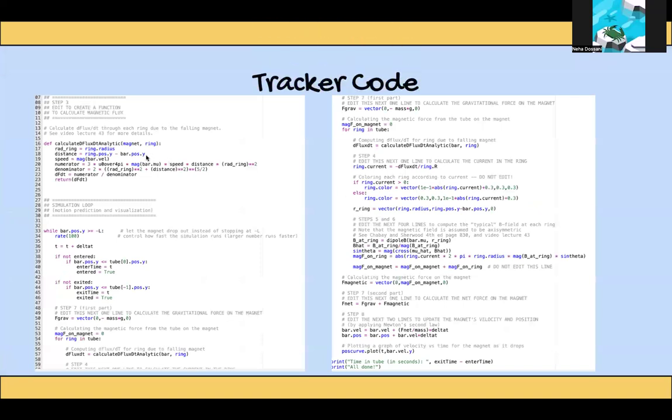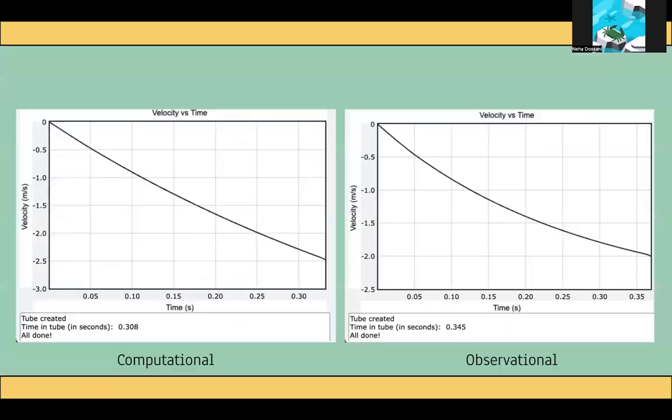Then I had to calculate the d flux over dt. I had to find the bar position. I had to calculate the magnetic force of the tube on the magnet. And then I had to apply Newton's second law towards the end of this picture, where I did bar dot vel equals bar dot vel plus F net over mass times delta T. And then this shows me a graph with time.